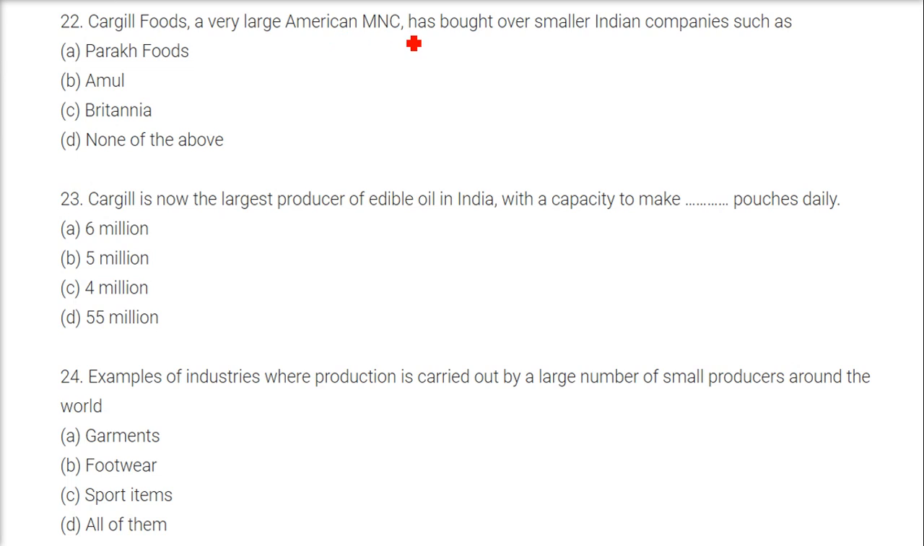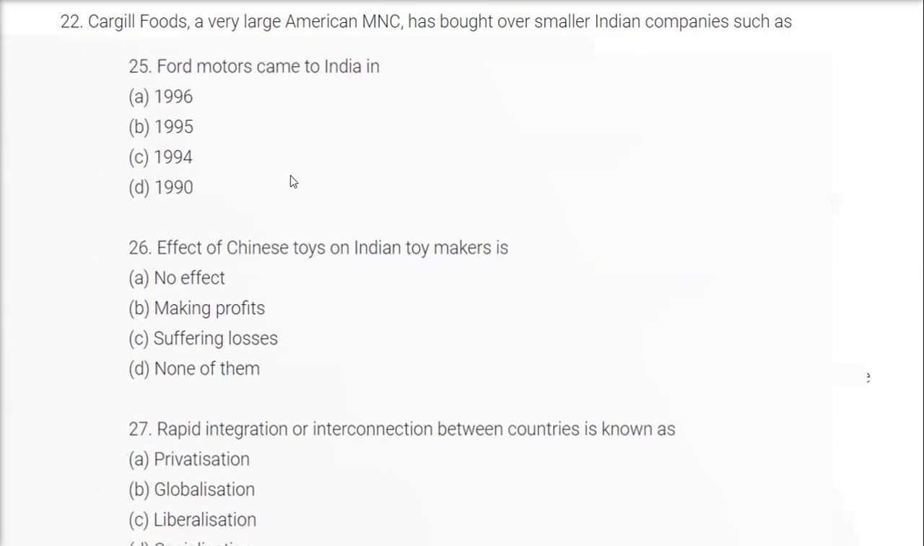Cargill Foods, a very large American MNC, has bought over small Indian companies like Parakh Foods. Cargill is now the largest producer of edible oil in India with a capacity to make how many pouches daily? 5 million. Examples of industries where production is carried out by a large number of small producers around the world, and the answer is garments, foods, sports items, so all of them. 24 is D.